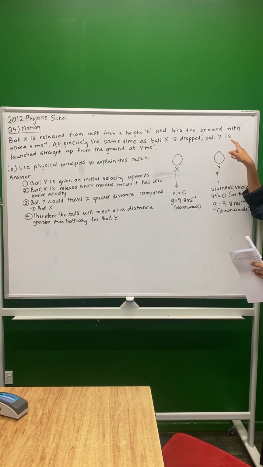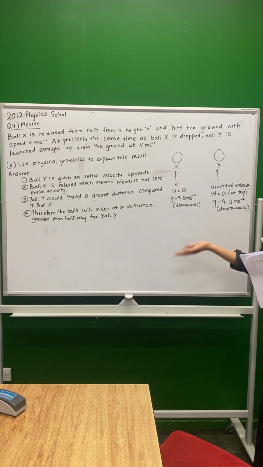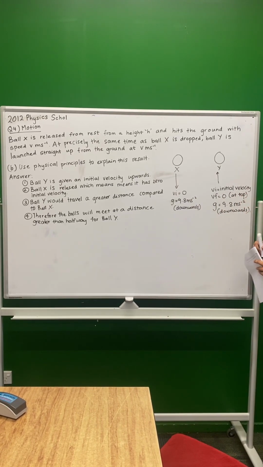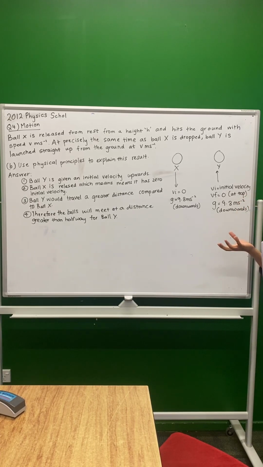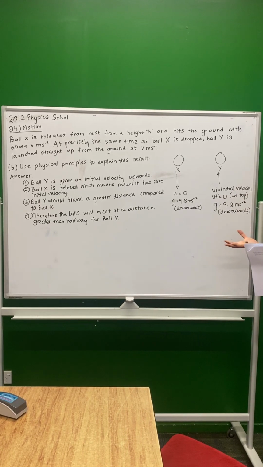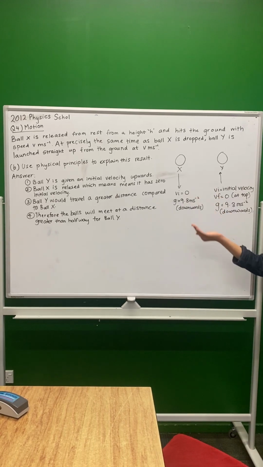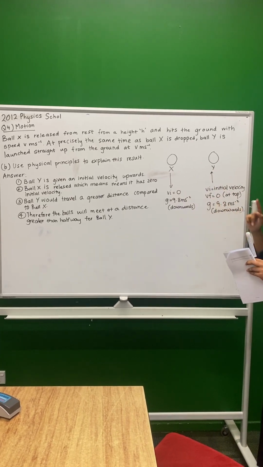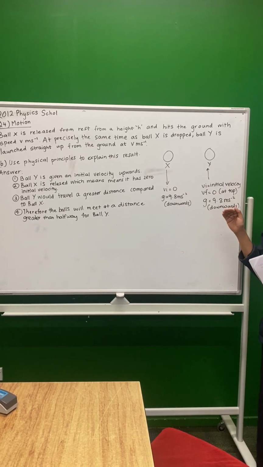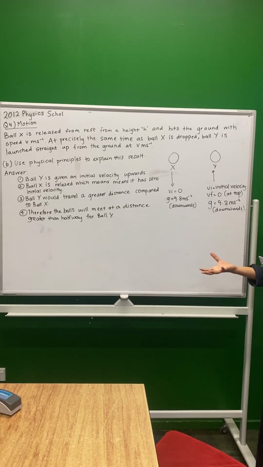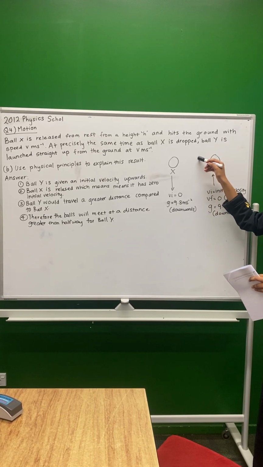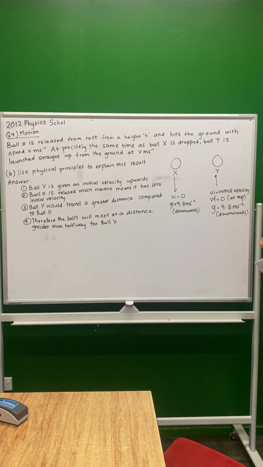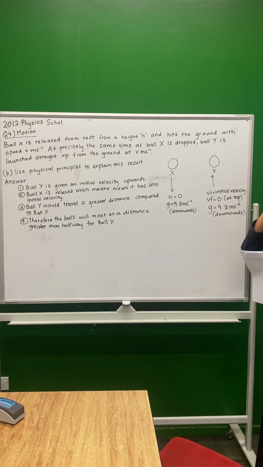And if we're going to talk about Y, ball Y is launched straight up from the ground at v ms^-1. We don't know the initial velocity, but if it's going to be launched upwards, that means there's an initial velocity given to it. And the final velocity of the ball will be 0 at the top. When you launch it upwards and it reaches the top, at that point it's going to be 0. And again g is going to be 9.8 ms^-2 downwards.